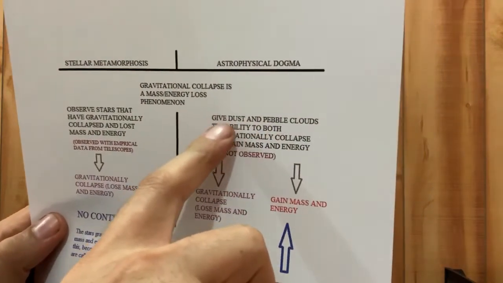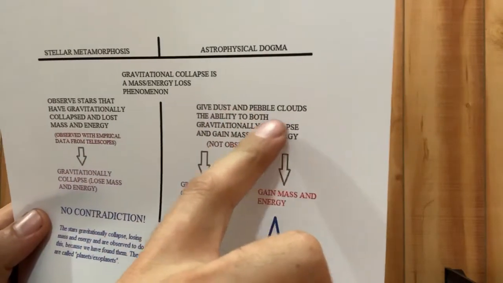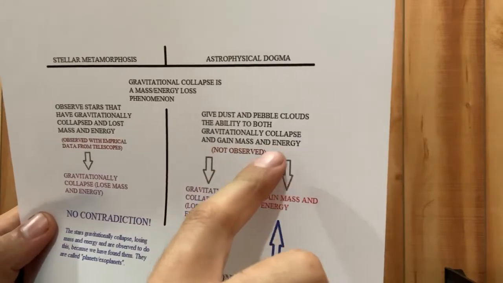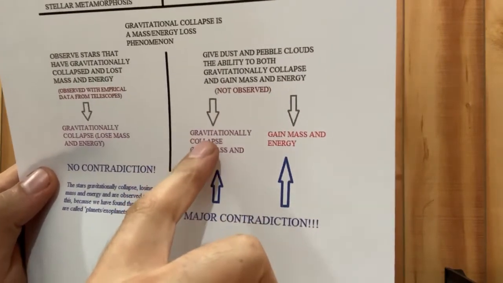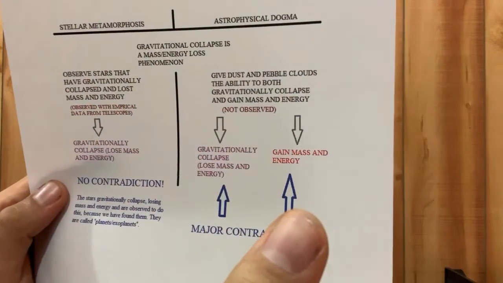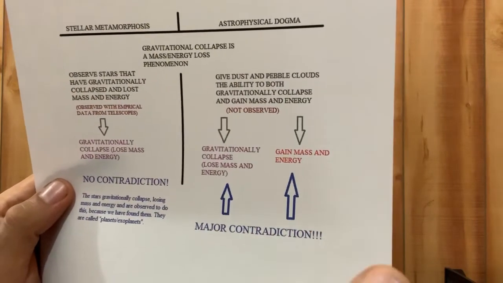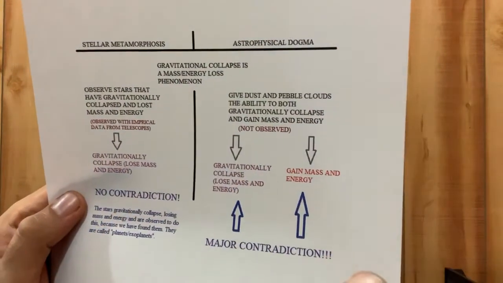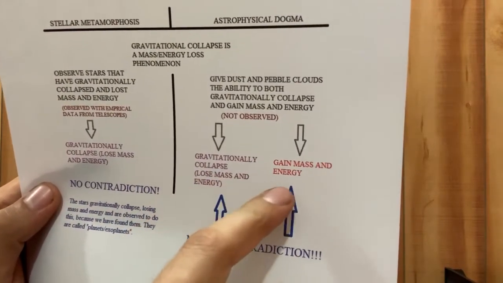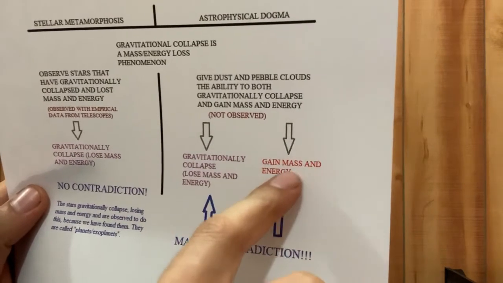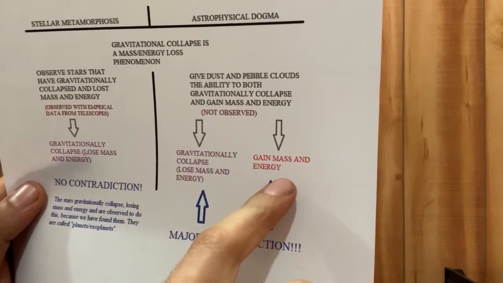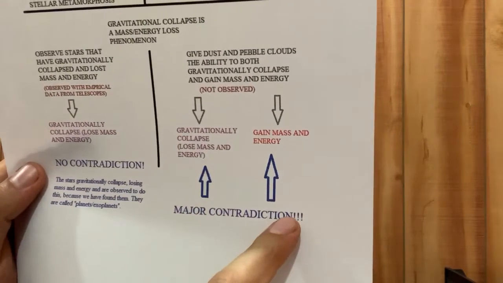Astrophysical dogma, they say, gives dust and pebble clouds the ability to both gravitationally collapse and gain mass and energy, not observed. So not only do they gravitationally collapse to form the planet, remember from the first diagram where there's a large dust pebble cloud? Well, there's a large dust pebble cloud, so it gravitationally collapses, which means it loses mass and energy, but then it somehow also gains mass and energy to become the more energetic, more massive planet. And a really major contradiction.